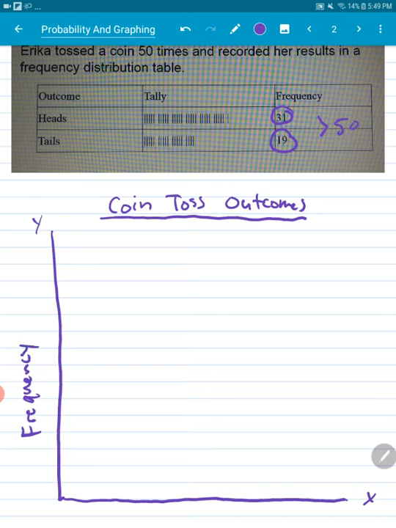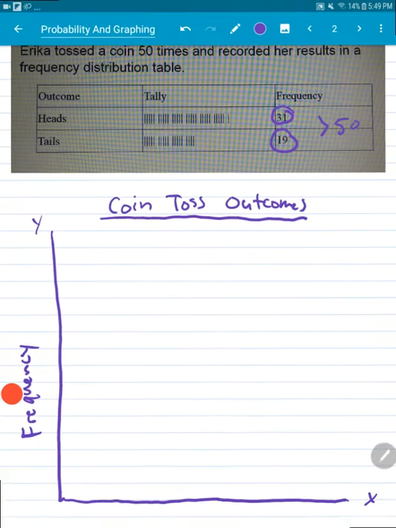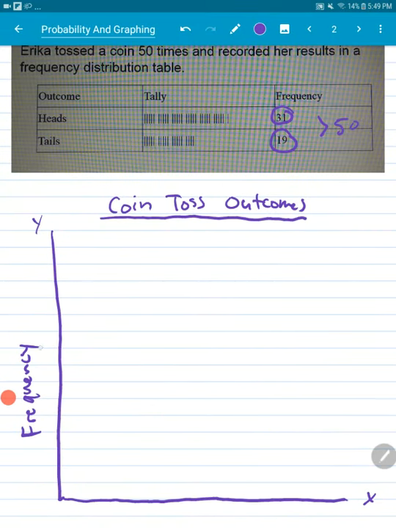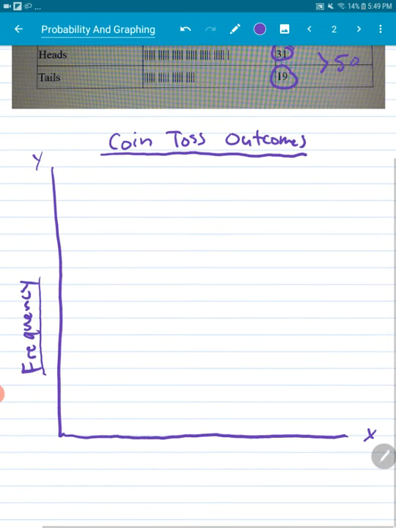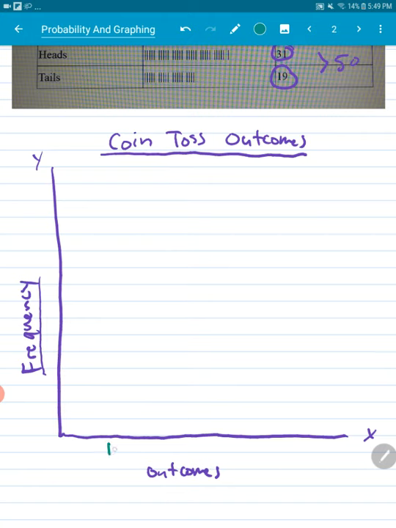We need to record our frequency on the left there, and on the bottom we want to say our outcomes. Now in this case we only really have two outcomes here. We have heads, so it doesn't always have to be in numbers or scale, it just could be what are we dealing with. So heads and tails are the two options.